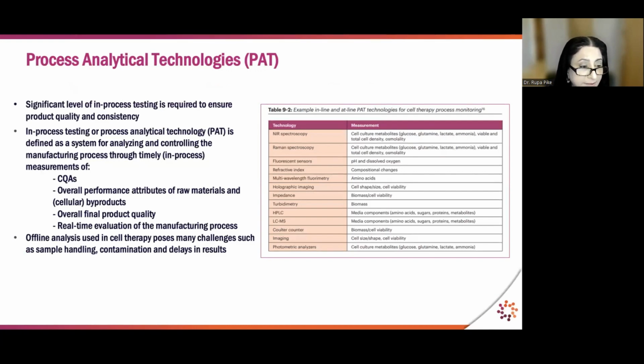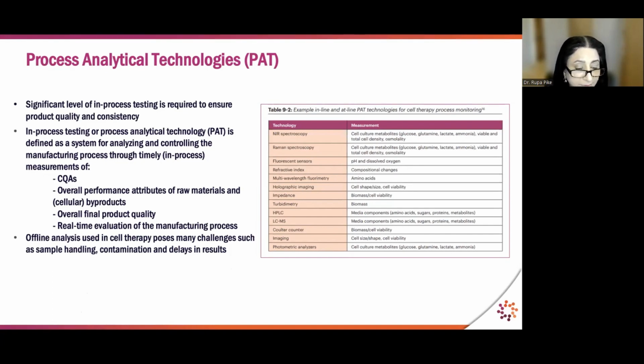So I want to talk a little bit about process analytical technologies, or PAT, also commonly known as in-process testing. And this is defined as a system for analyzing and controlling the manufacturing process through timely measurements of attributes that are listed here: critical quality attributes, overall performance attributes of raw materials and cellular byproducts. Some people call these intermediates, overall final product quality, and real-time evaluation of the manufacturing process.